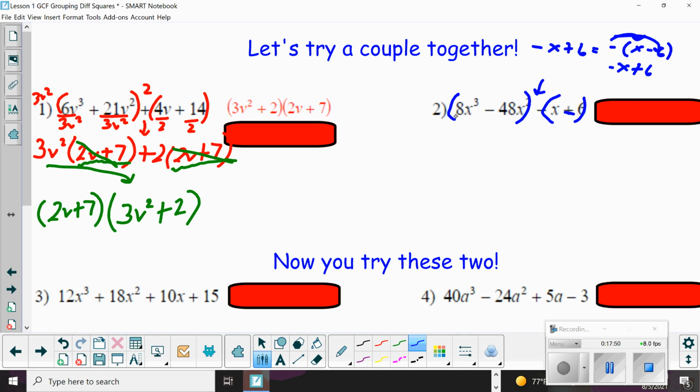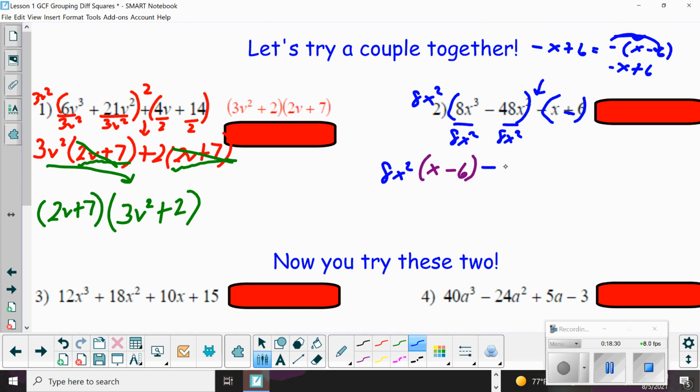Now, continuing on, 8 and 48, I can take out an 8. X cubed, x squared, I can get out the x squared. So now I have 8x squared. Let's put this in a different color. 8x cubed divided by 8x squared is x, minus 48 divided by 8 is 6. X squared divided by x is just 1. Now I bring down my subtraction sign, and now I've got x minus 6.